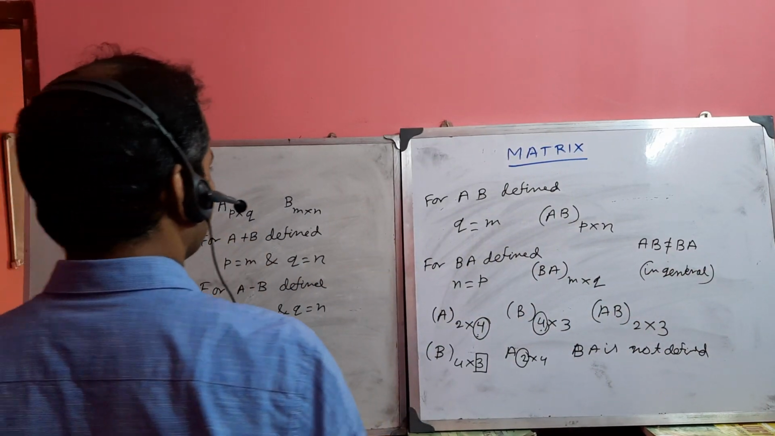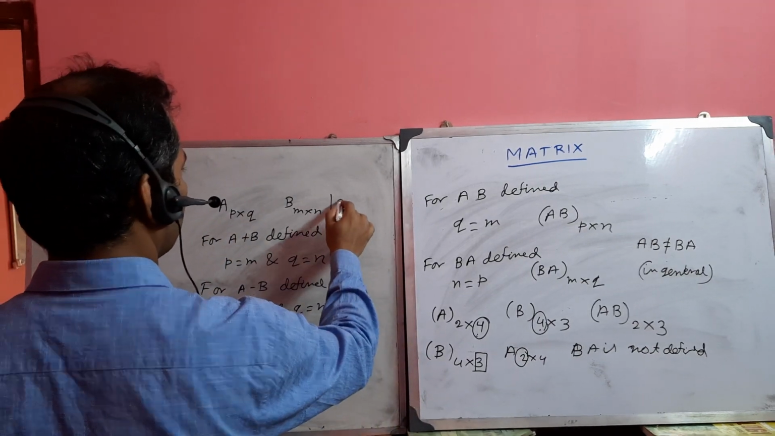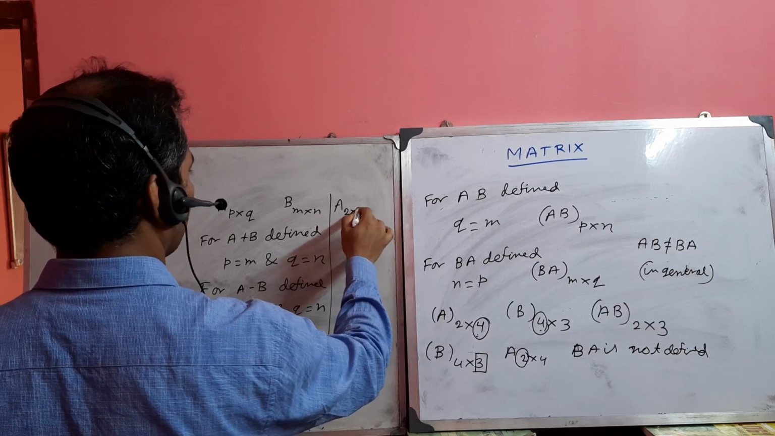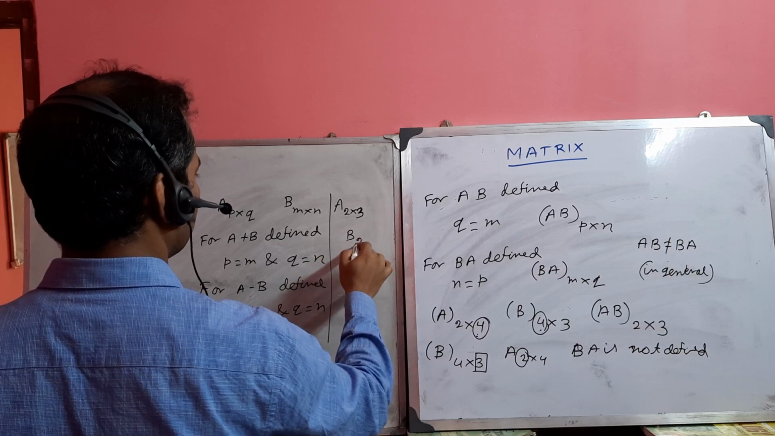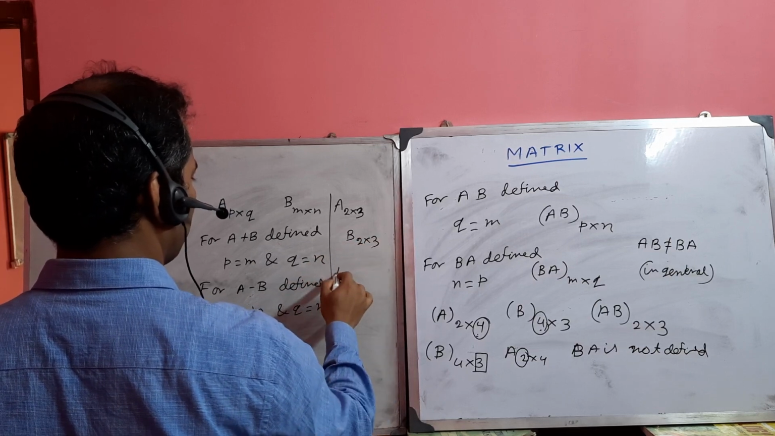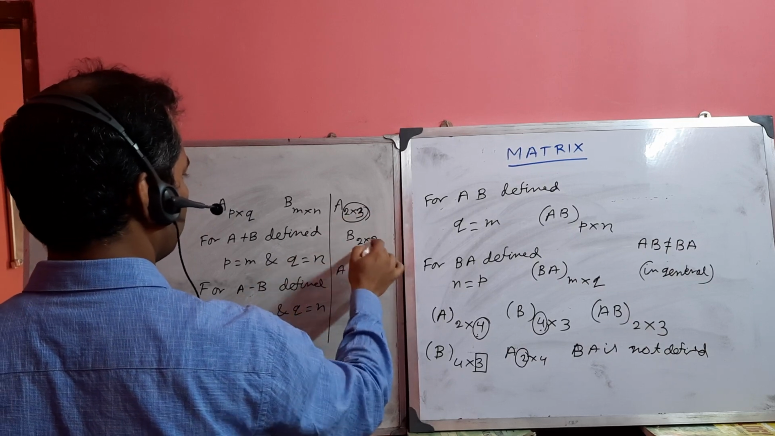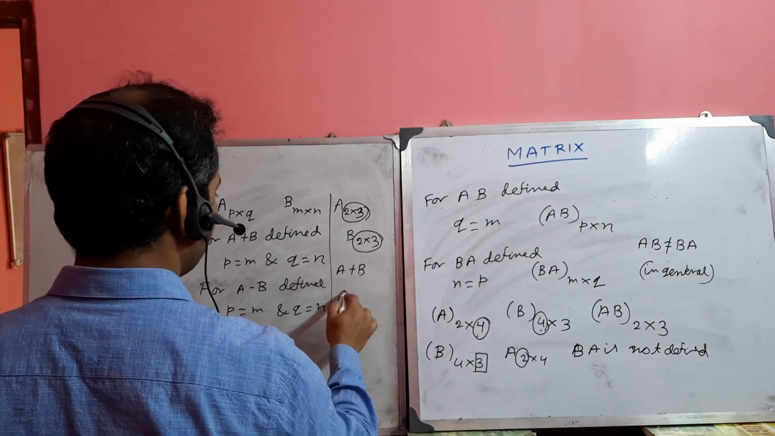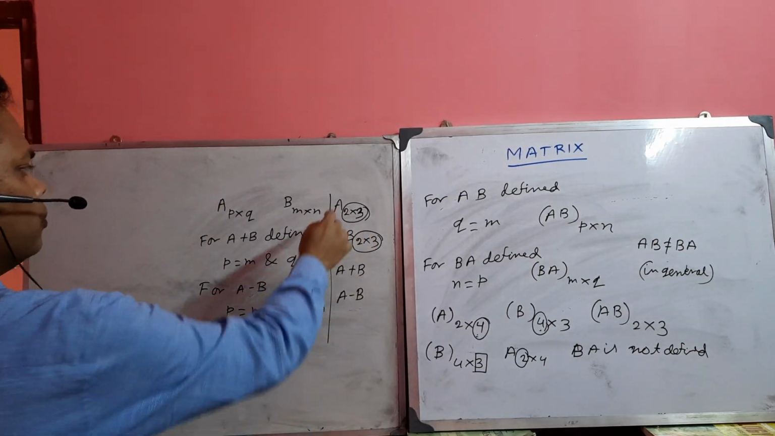But for this example, the order of A is 2 by 3. The order of B is also 2 by 3. So A plus B is defined because the order of both matrices is equal, and A minus B is also defined because the order of the two matrices is equal.